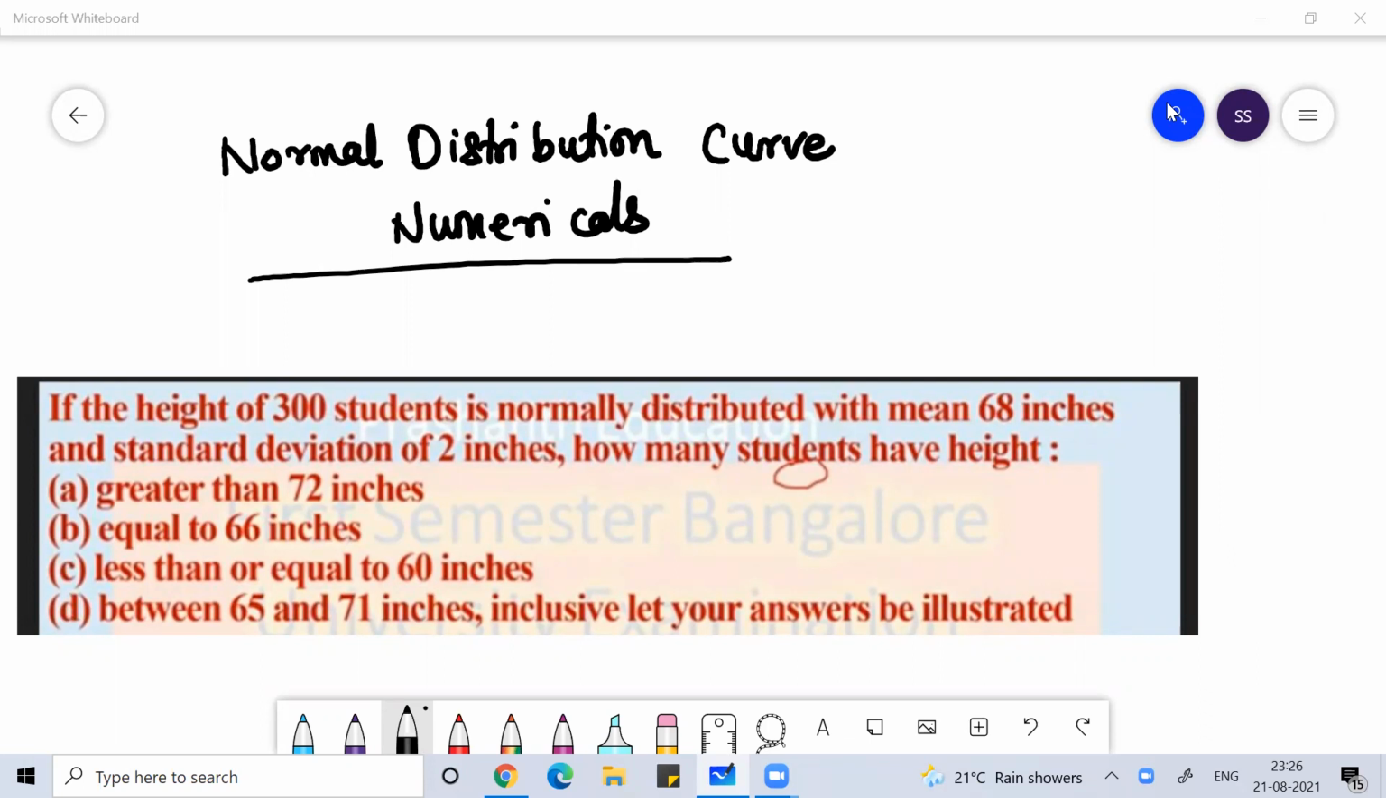In this class, I'll discuss this numerical which came in Bangalore City exam. This problem is related to the normal distribution curve. I believe everyone is pretty clear about the normal distribution curve.